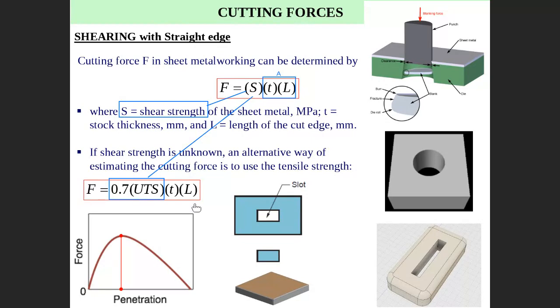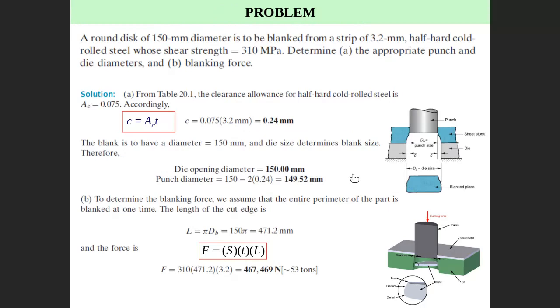Force equals shear multiplied by T L, which is the area. Shear here could be taken directly if given; if not given and tensile is given, then it equals 0.7 tensile stress. Any question, guys? Okay, let's take an example.